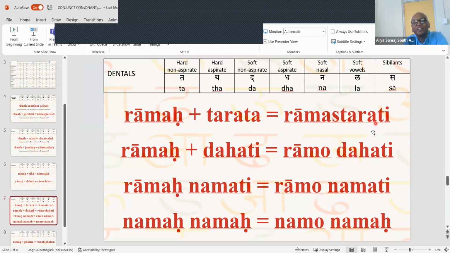Can you see? The H is changing to an S. There's the table on the top. I'll tell you why it's S: because it's dental. Ta is dental. The sibilant must be dental. Okay. Then the same dental, when it is soft, Ramaha namati becomes Ramo namati, when it's followed by na. And that is why when we say Namaha Namaha, what do we say? Namo Namaha. Namo Namaha.